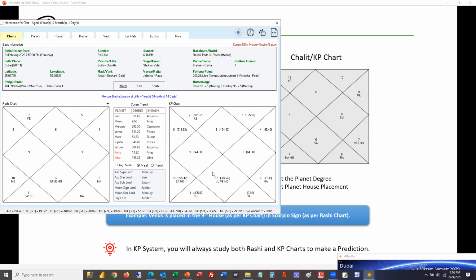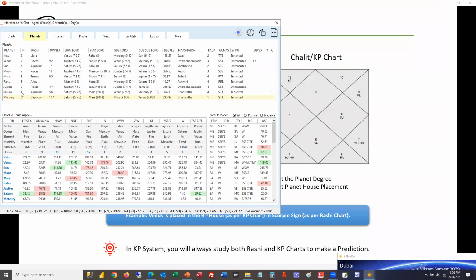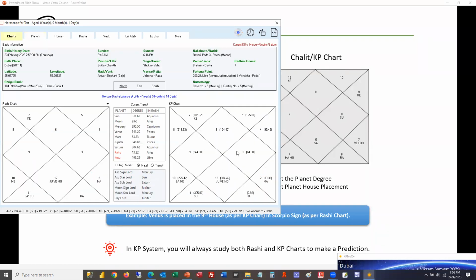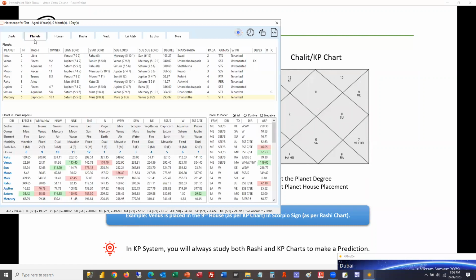okay? But if I have to find out which house the planet is actually placed in, I have to say Saturn is in the 5th house. You can see that information here. If you look at Saturn, Saturn is in this column, the house column, which comes from the KP chart. Whichever house the planet is placed in, that is always from the KP chart. So you should remember this. Rashi comes from the Rashi chart, house comes from the KP chart. House as well as owner, these 2 columns, the information comes from the KP chart, whereas this comes from the Rashi chart.